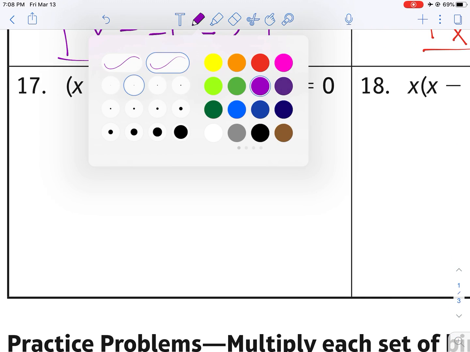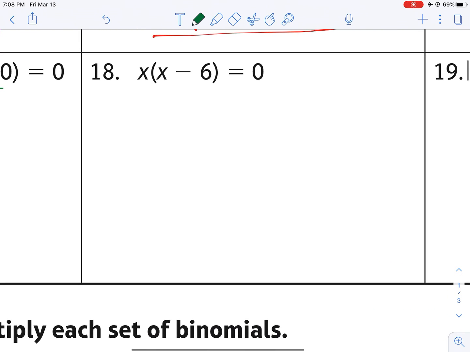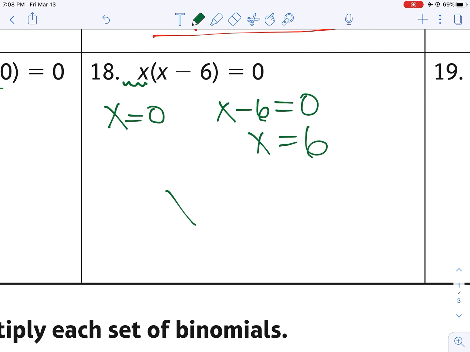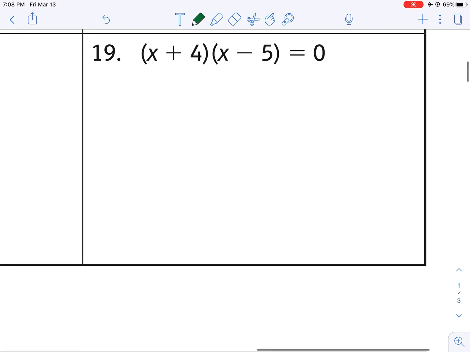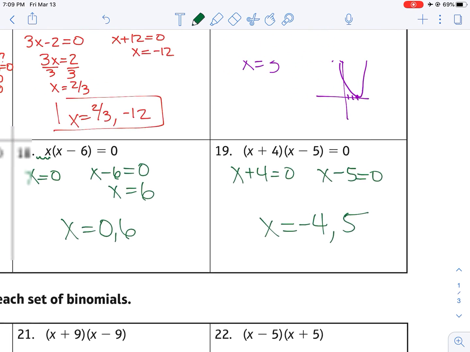This one, I'm already looking at it, I can tell. There are 3 factors, 1, 2, 3, so we're going to have 3 answers: x equals -4, x equals 6, and x equals 10. On this one, this is a little weird, but that's okay. You take that first factor and set it equal to 0, and amazingly, it is 0. x minus 6 equals 0, so x equals 6. So my 2 answers would be 0 and 6. Last but certainly not least, I would have x plus 4 equals 0 and x minus 5 equals 0, and hopefully you came out with -4 and 5. That is how you do the zero product property.